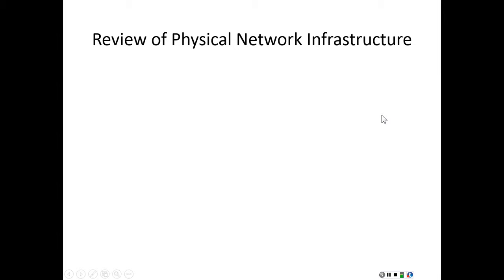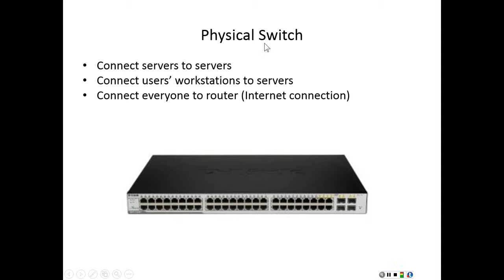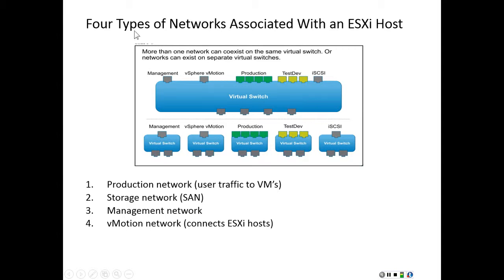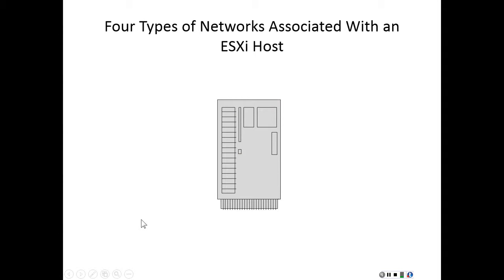But before we talk about virtual switches, let's do a review of the physical network infrastructure. A physical switch, as you know, is used to connect servers to servers, to connect users' workstations to servers, and to connect everyone to the router, which connects us to the Internet. There are 4 types of networks associated with an ESXi host: production network, storage area network, management network, and vMotion network. Let's look at each one of those 4 types of networks.